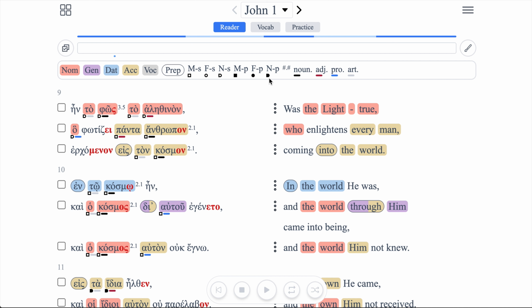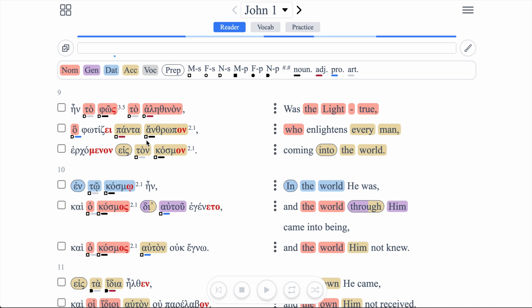Let's look at the next line. "ho photizei panta anthropon." Here we see that panta is an adjective with a small red dash, and it describes man, anthropon. It tells us which one. Again, an adjective tells us which one, what kind, or how many. And we can see that the adjective matches the noun it describes in case, gender, and number. This little box indicates both are masculine and singular.